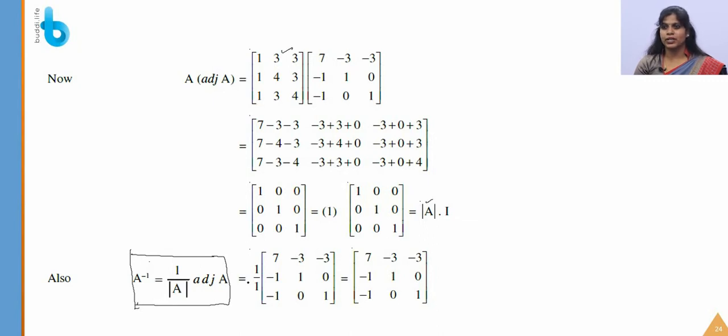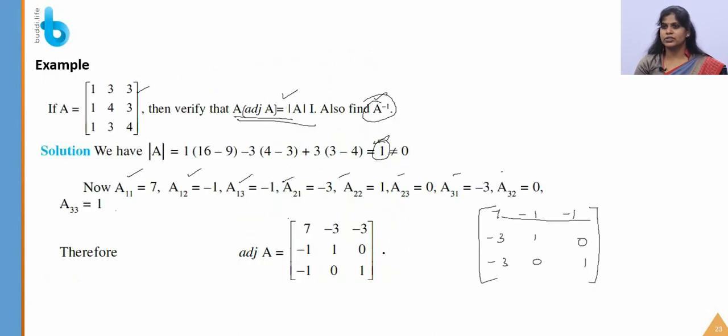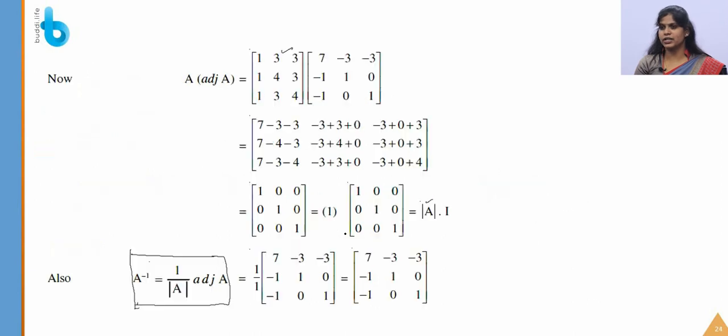So 1 by determinant of A is 1 into adjoint of A. Adjoint of A we just now got. So this is the adjoint of A. We will just directly substitute here. Since it's 1 by 1, we have the same matrix. If it is something else, like 1 by 2, what will you do? You will just divide all the elements by 2, but it's just 1, so I got the same matrix.